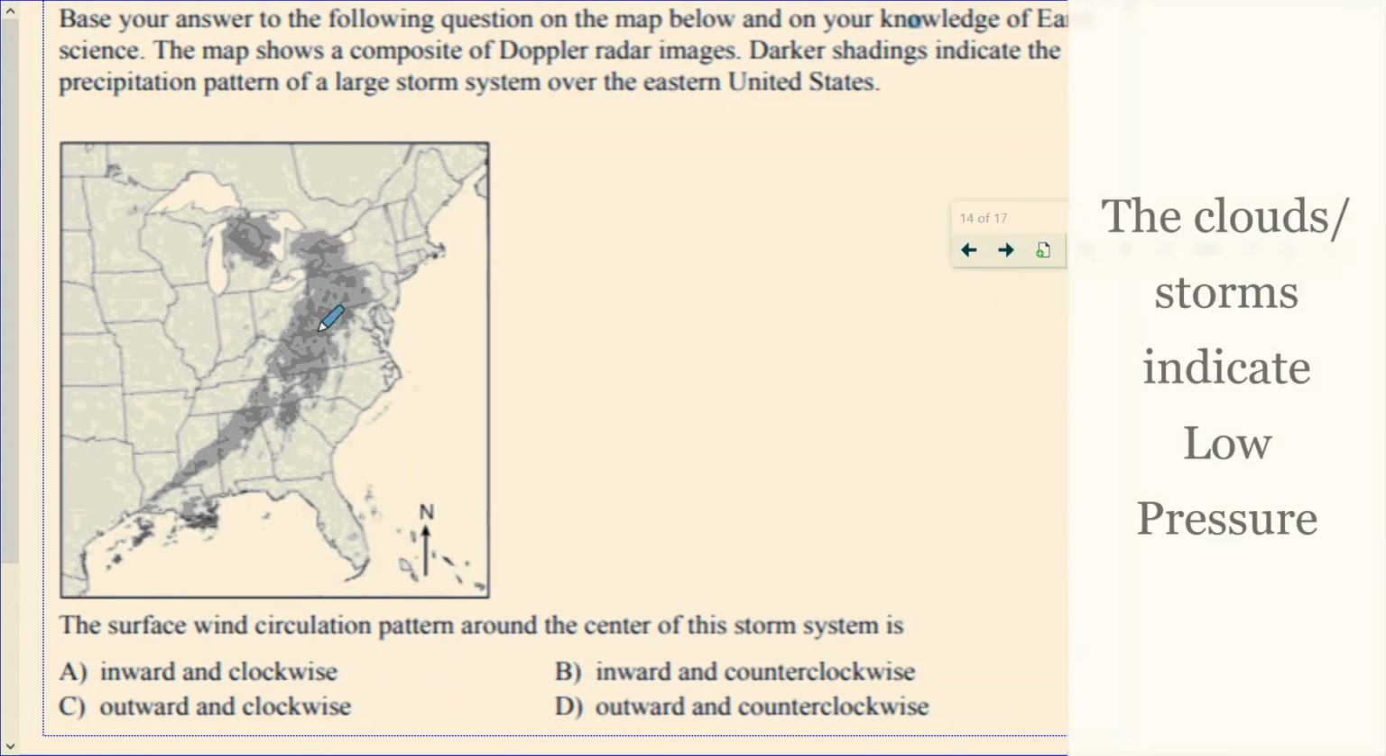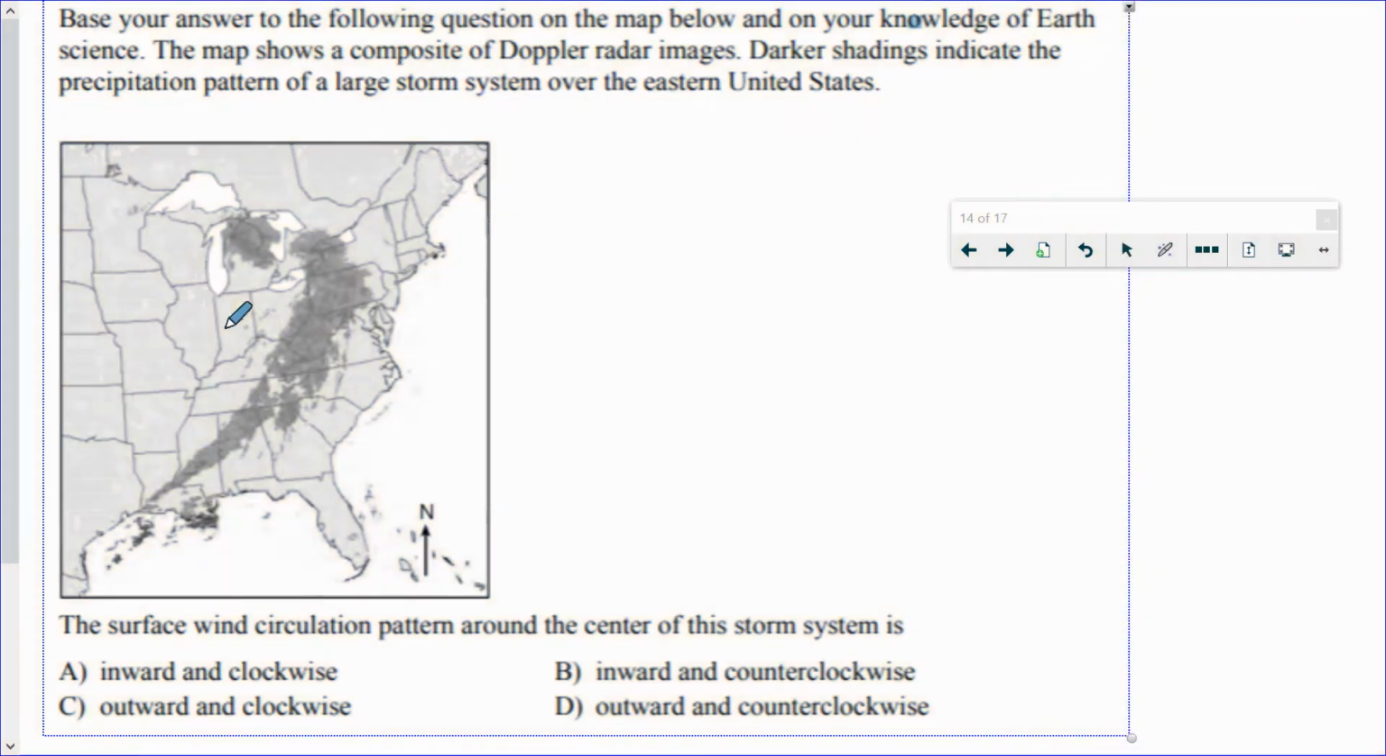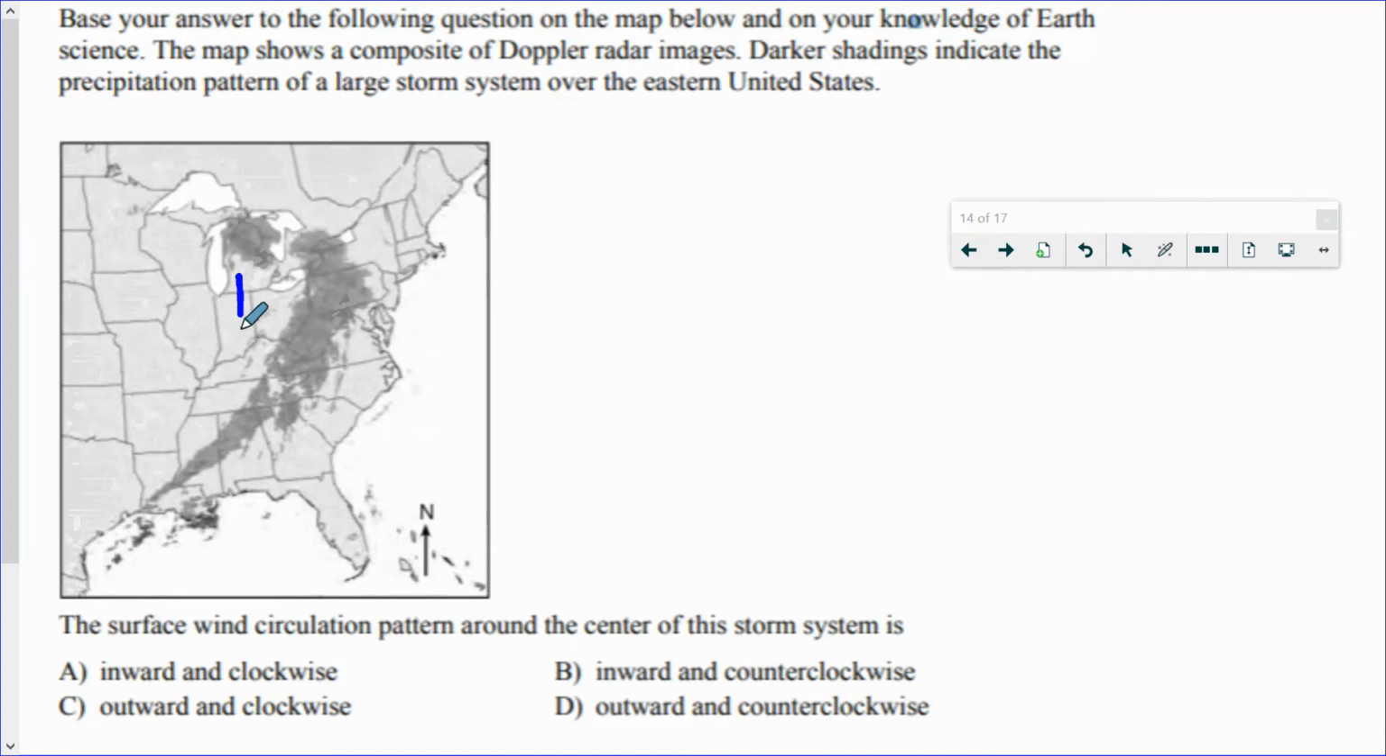All right, I see a lot of clouds here. Surface wind circulation around the center of this storm system. You see a lot of clouds. It's a storm system. They want you to know that this is a low. So if that's the low, it's going to be counterclockwise. Winds blow from highs to lows, so they're blowing from wherever this high is to the low. So they blow in and counterclockwise.